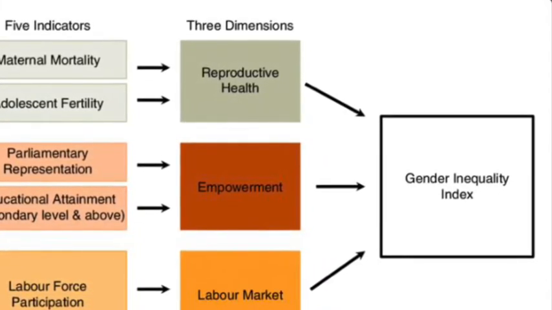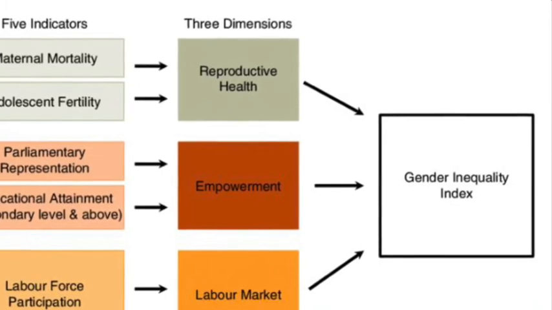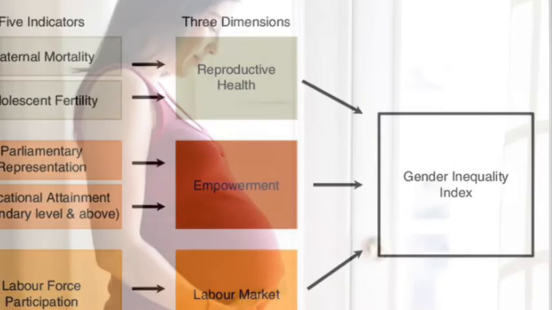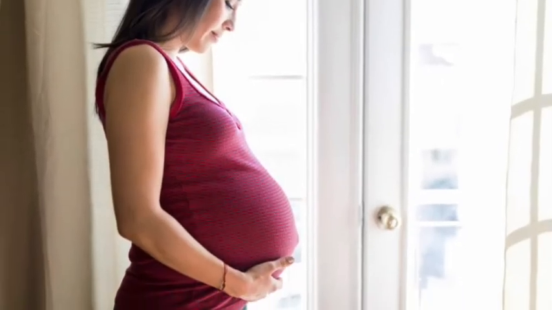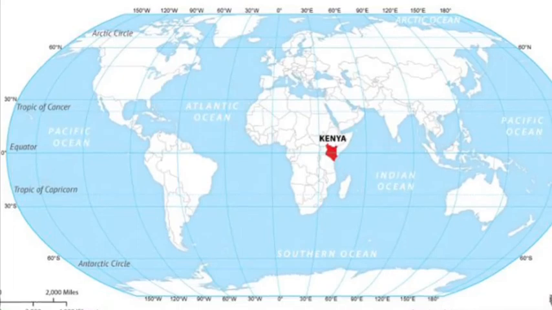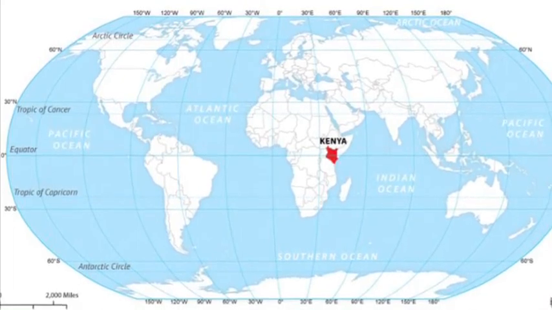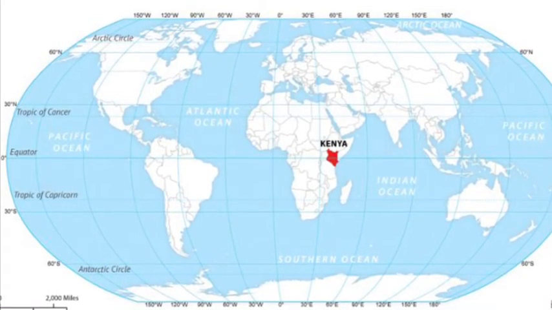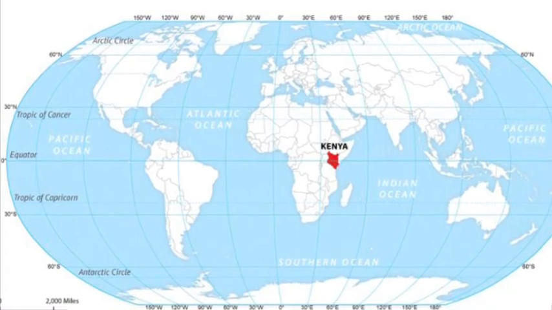And Kenya has a GII of 0.545, which is a mediocre Gender Inequality Index, but there are still shortcomings in reproductive health and women's representation in the government. Kenya's Human Development Index and Gender Inequality Index are not that good compared to other countries around the world.